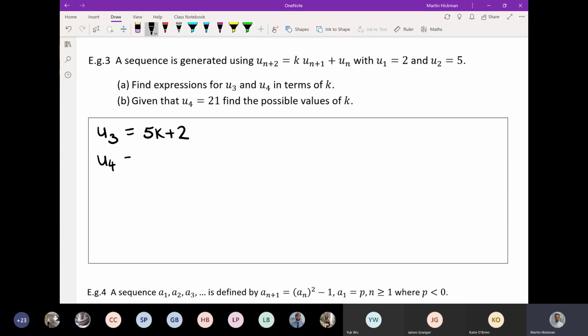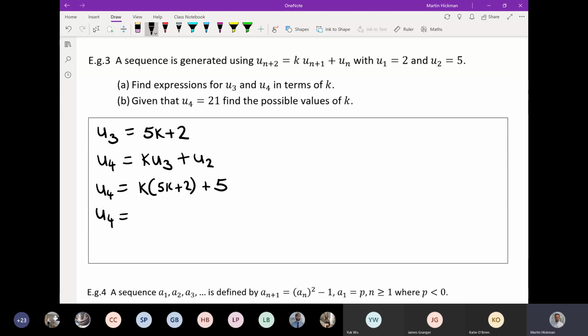Then for u4, what I need to do there is k times u3 plus u2. So if you've got u4 here, u(n+1) is just 1 less than u(n+2) in terms of the order in the sequence. And then un is going to be 2 terms before the u(n+2) term. So for u4, I need to substitute 5k plus 2 for u3. And for u2, I just simply put the 5 there.